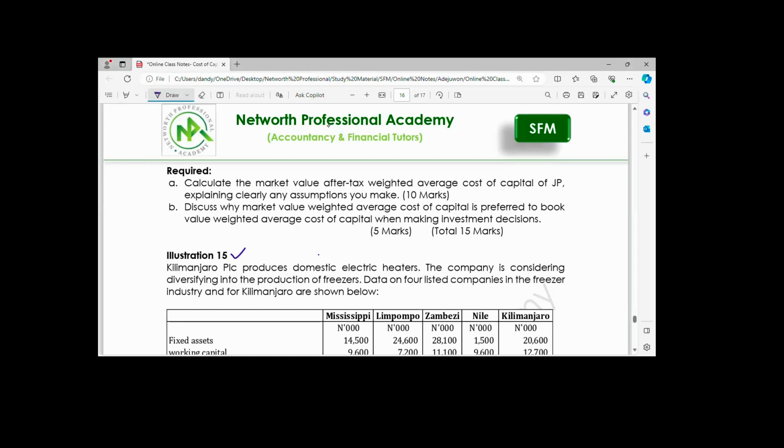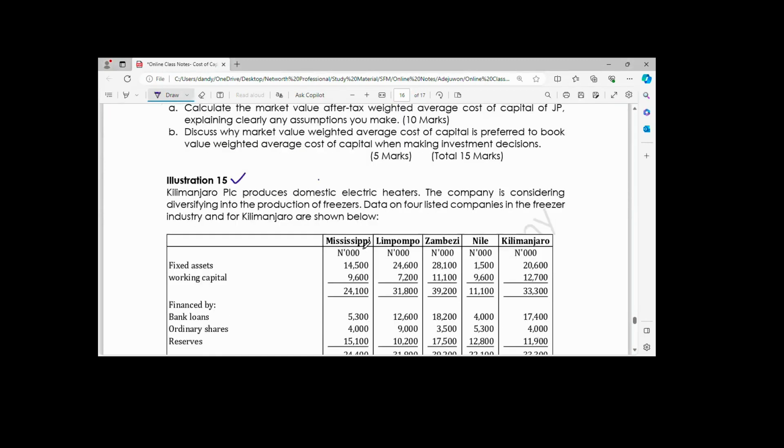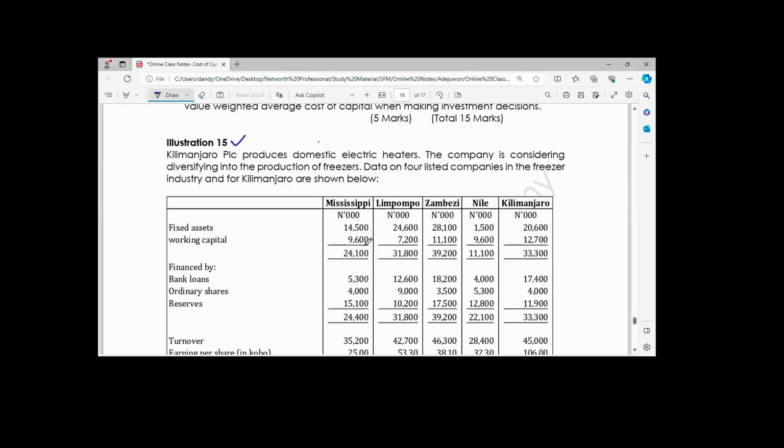So we are going to be solving illustration number 15. Like I said, go to the group and pick the material I just updated a few minutes ago. So it just occurred to me that let's solve this particular question. Then when we get to capital budgeting, we are going to solve the question on Ferrari that was included in the previous material I shared with you. All right then.